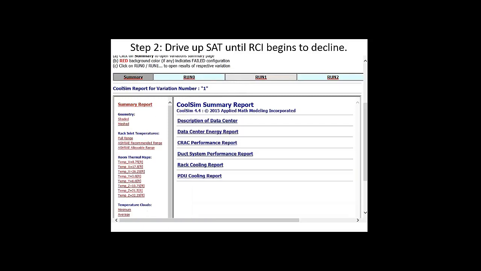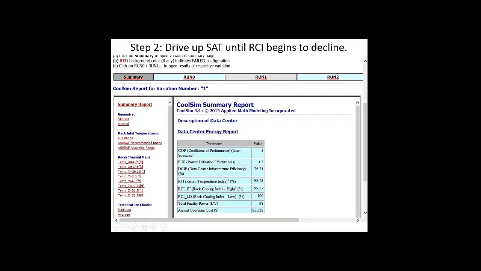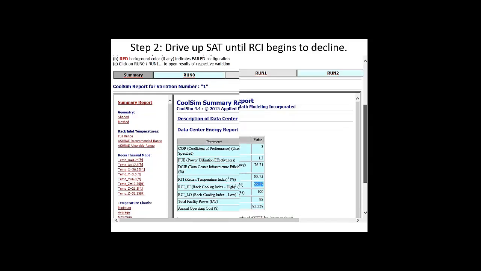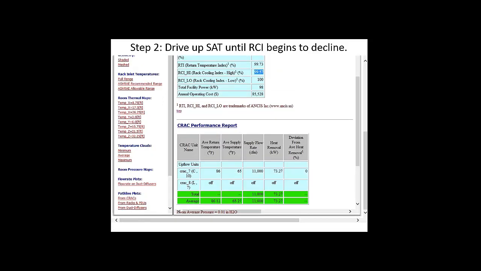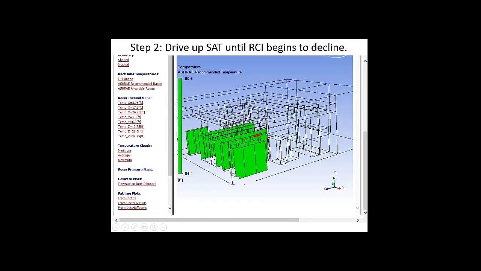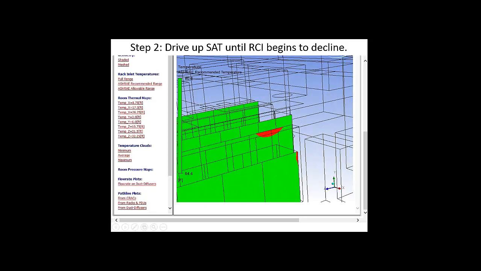So here's run 1. Same exact scenario. Let's look at our energy report. 99 again, 99, 100. You see we're just starting to back off on RCI high here because we moved temperature up. So that's heading towards optimization. But look what we did to the crack units. If we look at the crack unit supply and return, we're supplying at 65, so we've gone up 10 degrees from where we started. We started at 55. We've gone up to 65, and we're at 86. And if we look at our compliance, still pretty good. We've got one small area.